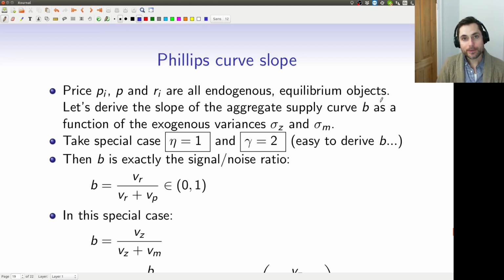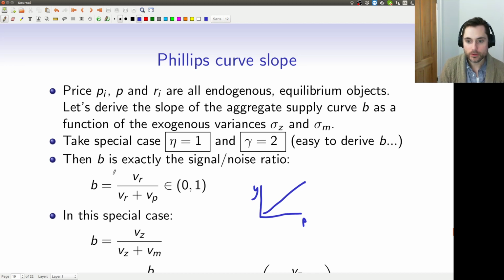Okay, so how do we think about the slope of this Phillips curve? This is going to be critical. We want to think about the relationship between y and p. What's the slope of this line? If you recall, I believe the formula looks something like this: gamma minus 1 times VR divided by VR plus VP. Okay, so this was B.